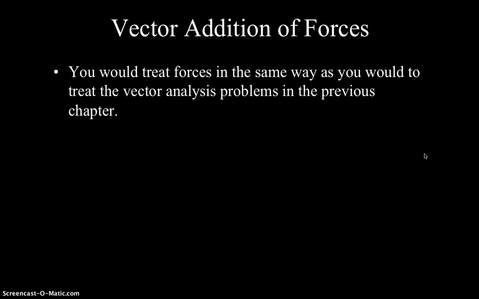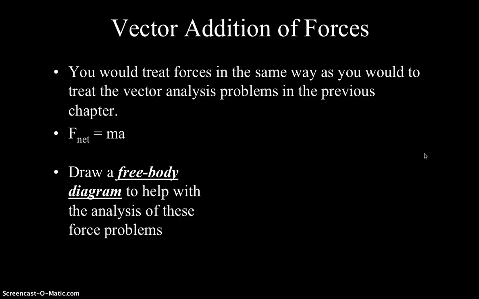It would be very similar to what you had done before, where you would treat the forces the same way you would treat the vector analysis problems in the previous chapter. Except now we have an equation to go with the motion. We have an equation called F net is equal to ma, F net being 0 and ma being mass times acceleration. So we'll draw a free body diagram. A free body diagram is a diagram that will show us all the forces acting on the object.